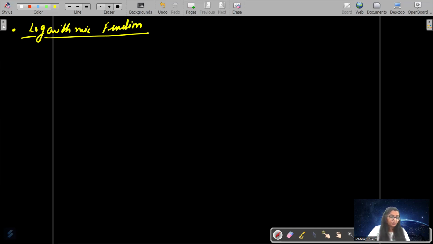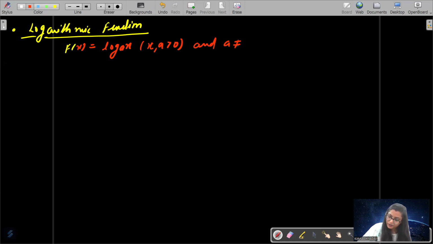Now we go for the next graph, which is the logarithm function. So the function f(x) equal to log base a of x, where x and a are greater than 0 and a is not equal to 1, is a logarithm function.